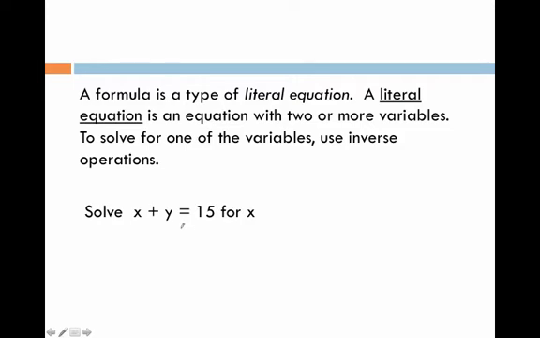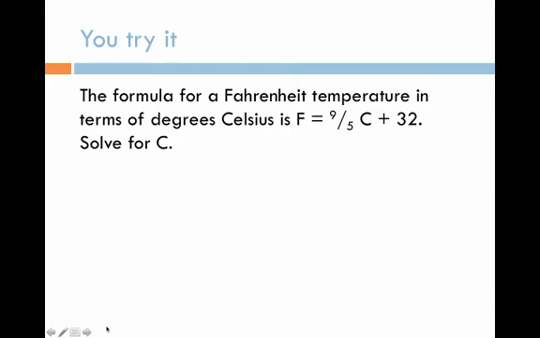So what was I doing before? I was isolating the variable by undoing the other things. My x has this y over here. So in fact, I'm going to subtract my y from both sides, giving me x equals 15 minus y. Okay, it's as easy as that. So let's see what you can do with this next slide.